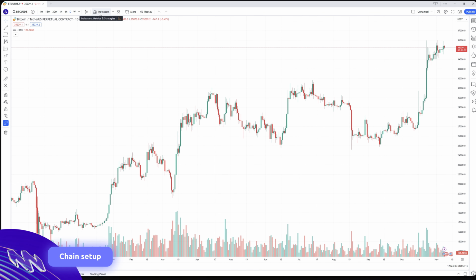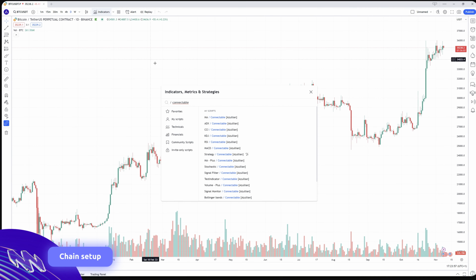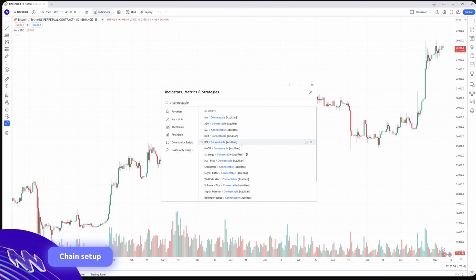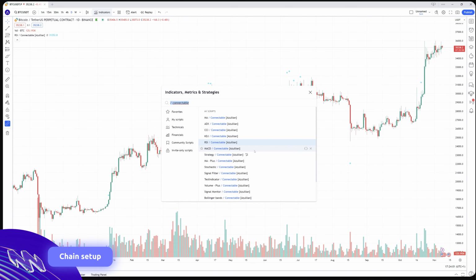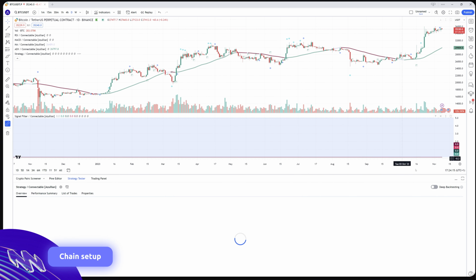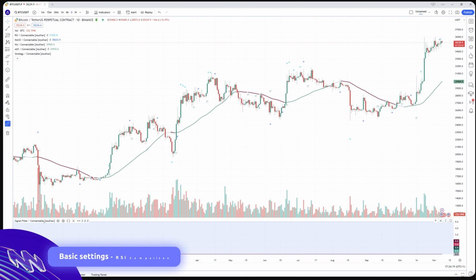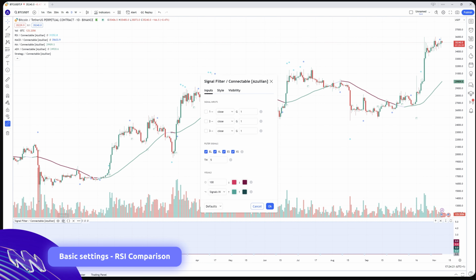For ease of use, we search on /connectable to find all connectable indicators. For this demo, we'll opt for the RSI, MACD, moving average and ADX, followed by the required connectable signal filter and/or strategy. Let's start with a short RSI comparison first. Select the signal filter settings and add the RSI signal connector to the first input.